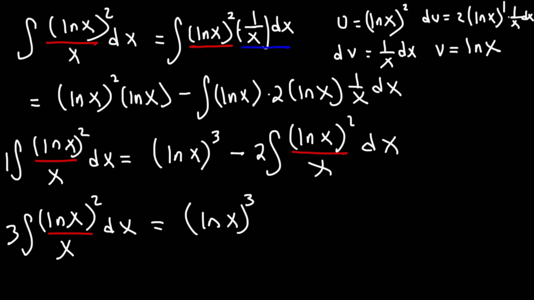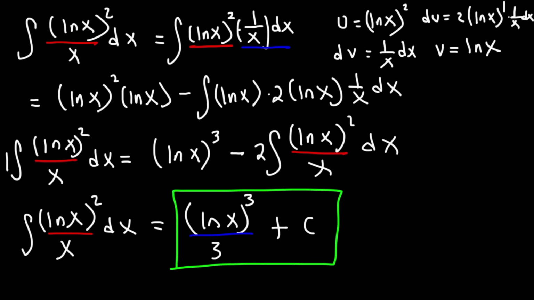So if we divide both sides by 3, this 3 will disappear, and we're going to have it underneath here. And then plus our constant c. So this is the answer to the original problem. That's how we can find the integral of ln x squared over x.